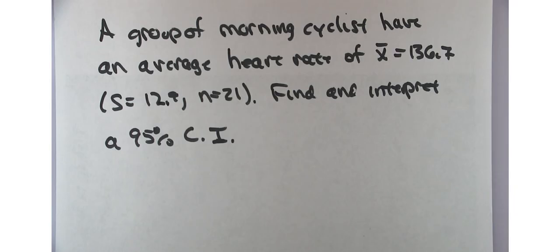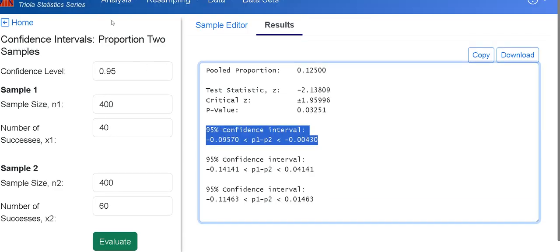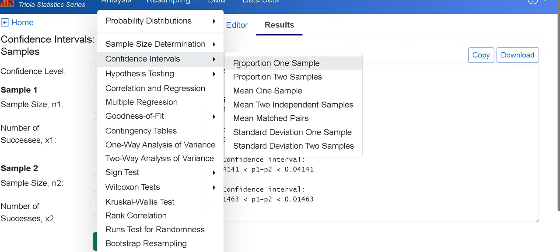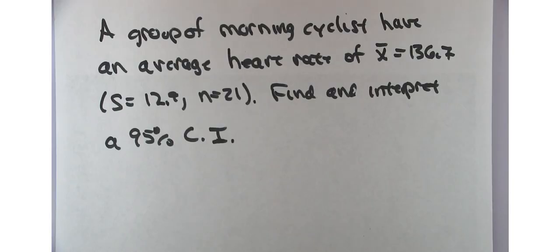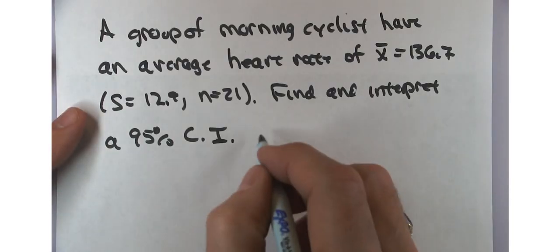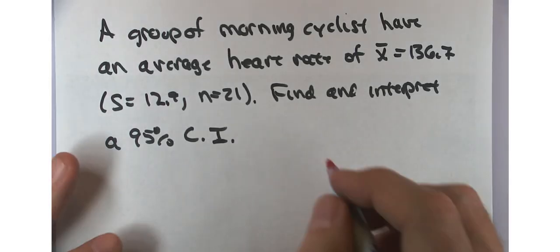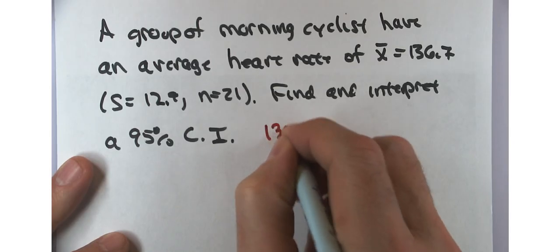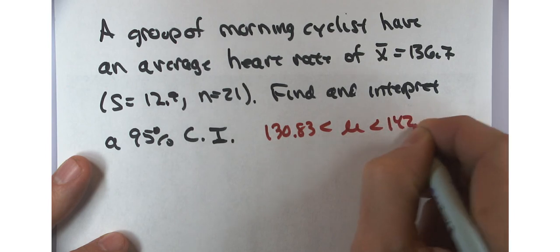If you plugged in this data, you would plug it into StatDisk, right? You go to confidence intervals underneath analysis, mean one sample, plug it all in and evaluate. You're never going to be plugging in the standard deviation, because you don't know what the population standard deviation is. In this case, we end up with a confidence interval between 130.83 and 142.57. So 130.83 less than mu less than 142.57.